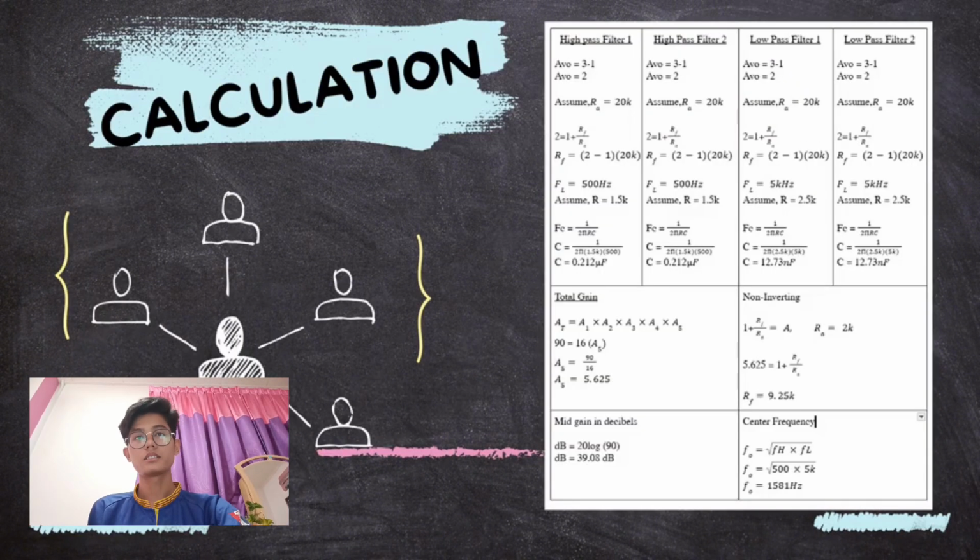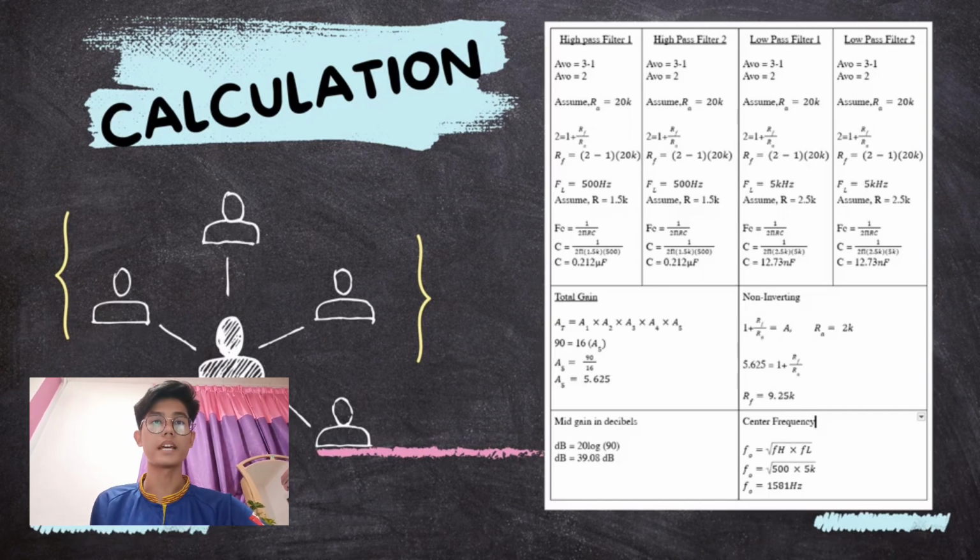For the calculation, it has been divided into four pass filters. Two of them are high pass filters and two of them are low pass filters. From there, we can calculate the voltage gain. 3 minus 1 is equal to 2, so 2 is our voltage gain. Let's assume that our RA is 20k. From there, we can use the non-inverting formula to find the RF that we need.